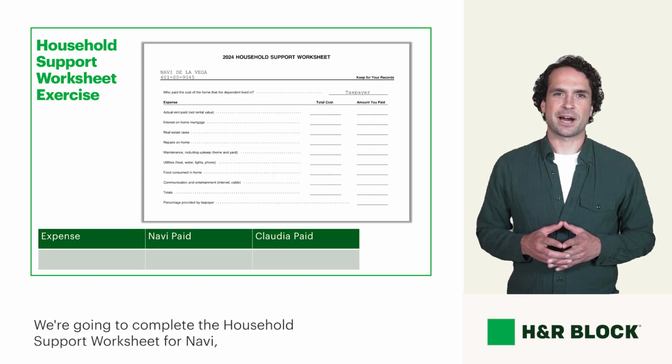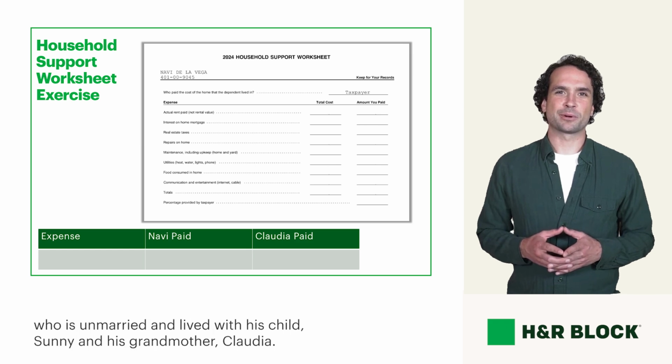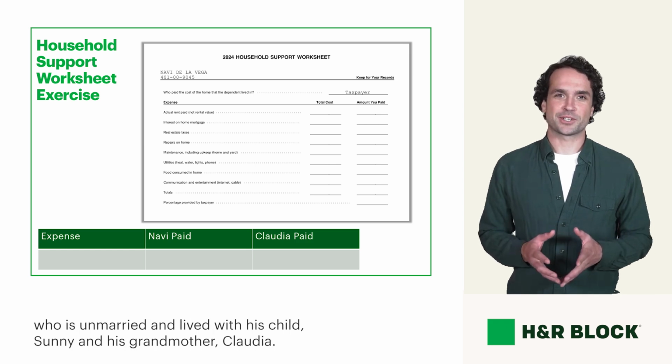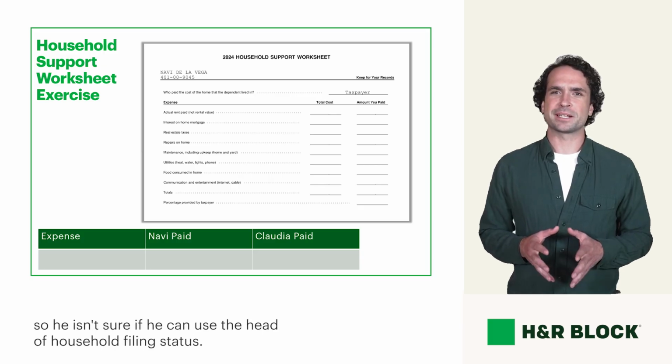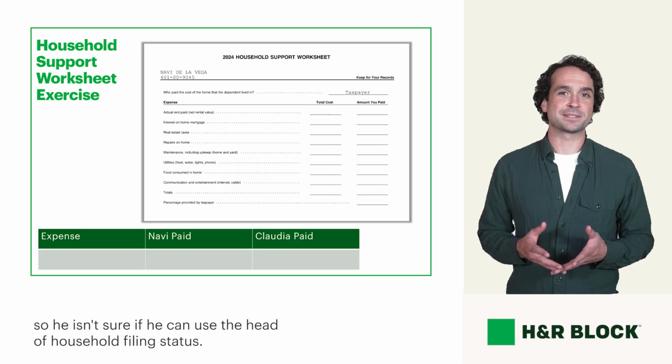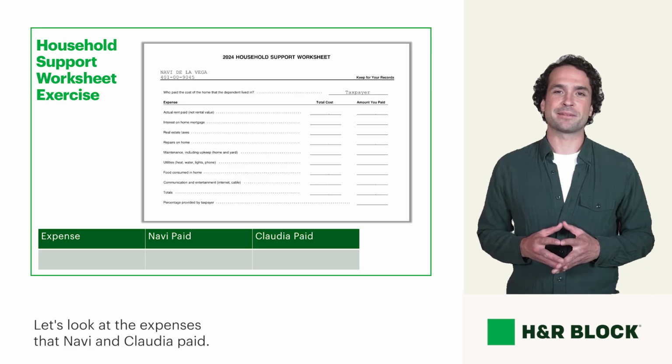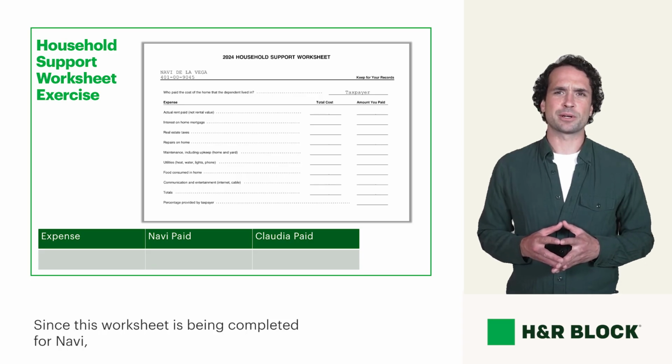We're going to complete the household support worksheet for Navy, who is unmarried, and lived with his child, Sonny, and his grandmother, Claudia. Navy will claim Sonny, but he and Claudia share the household expenses, so he isn't sure if he can use the head of household filing status. Let's look at the expenses that Navy and Claudia paid. Since this worksheet is being completed for Navy, his portion will be entered in the amount you paid column.